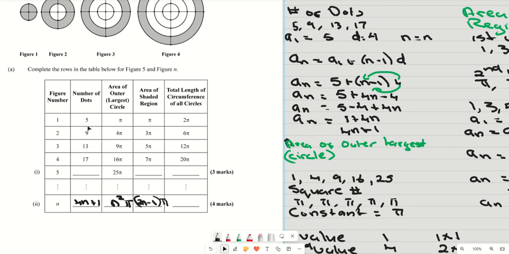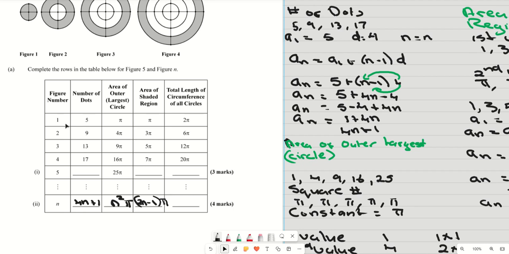However, we need to look at the values here and see how they would get 2. So we could first say, well, pi plus pi is 2 pi. What about 4 plus 3? Is 4 plus 3 6 pi? 6, 7, no. So that is not the question. So we are not adding the area of the larger circle and the area of the shaded region, right?